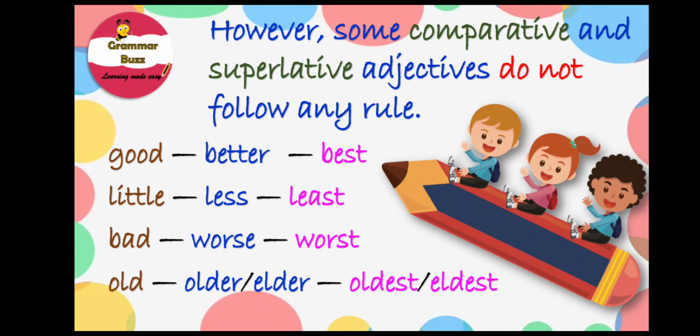The adjective old can have two degrees of comparison. That is, for the comparative degree, it could be older or elder, and for the superlative degree, it could be oldest or eldest.